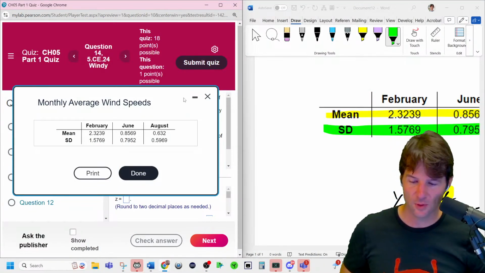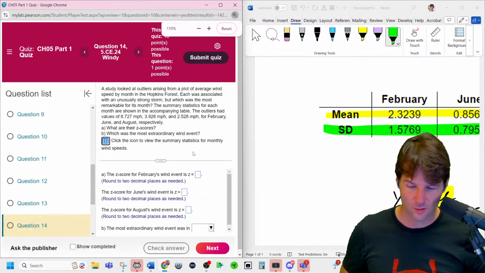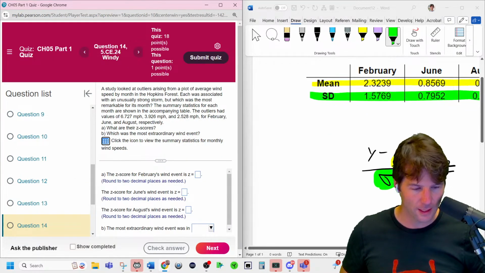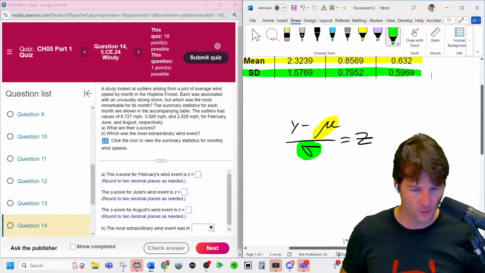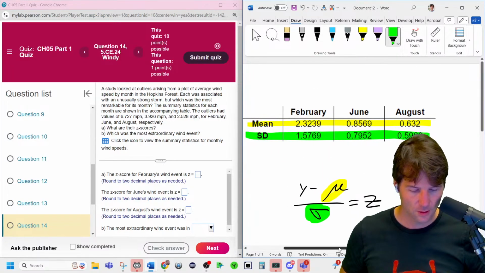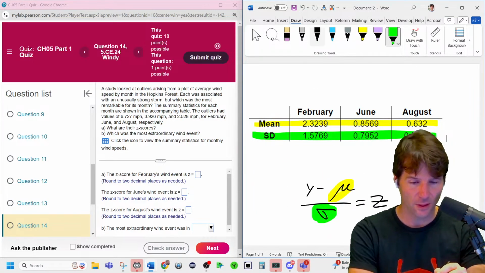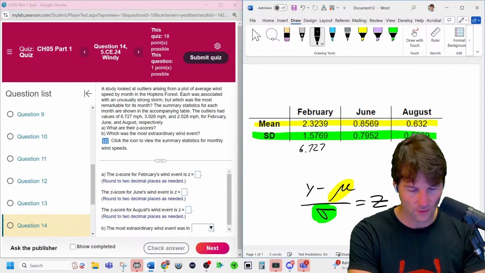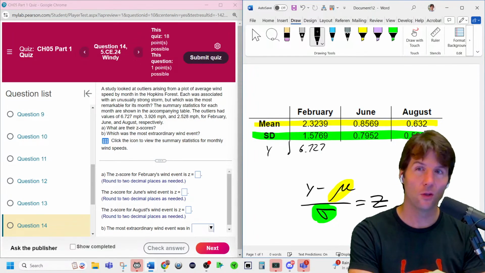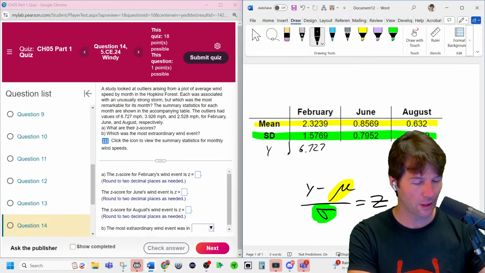What are we missing from that equation? The y, which is the observed. Y is the observed value. So we want to go back here and write down the observed value for each observation, or for each month. In February it was 6.727, and we'll write y right here, which is the observed. That means you felt the wind at that speed; you observed it at that speed.